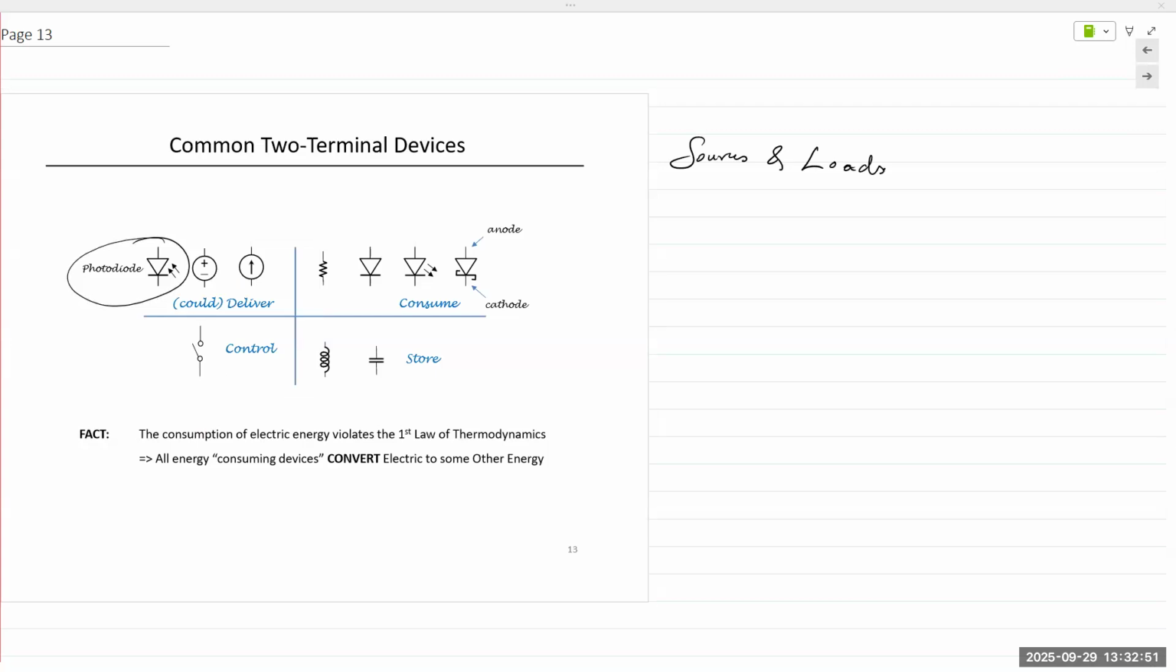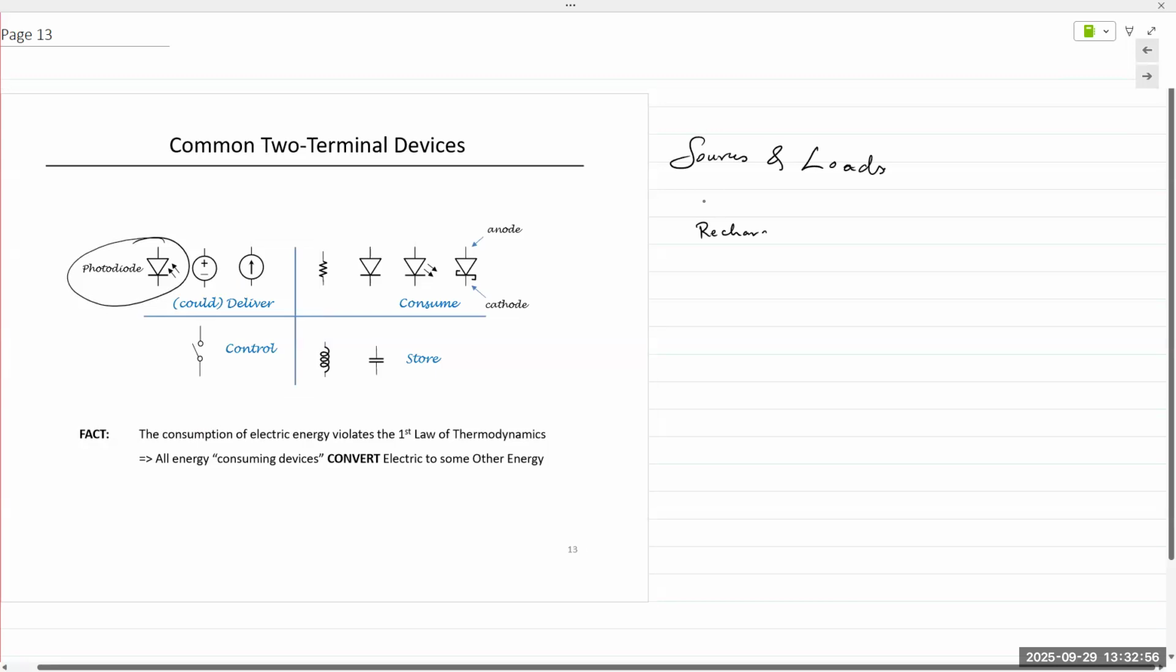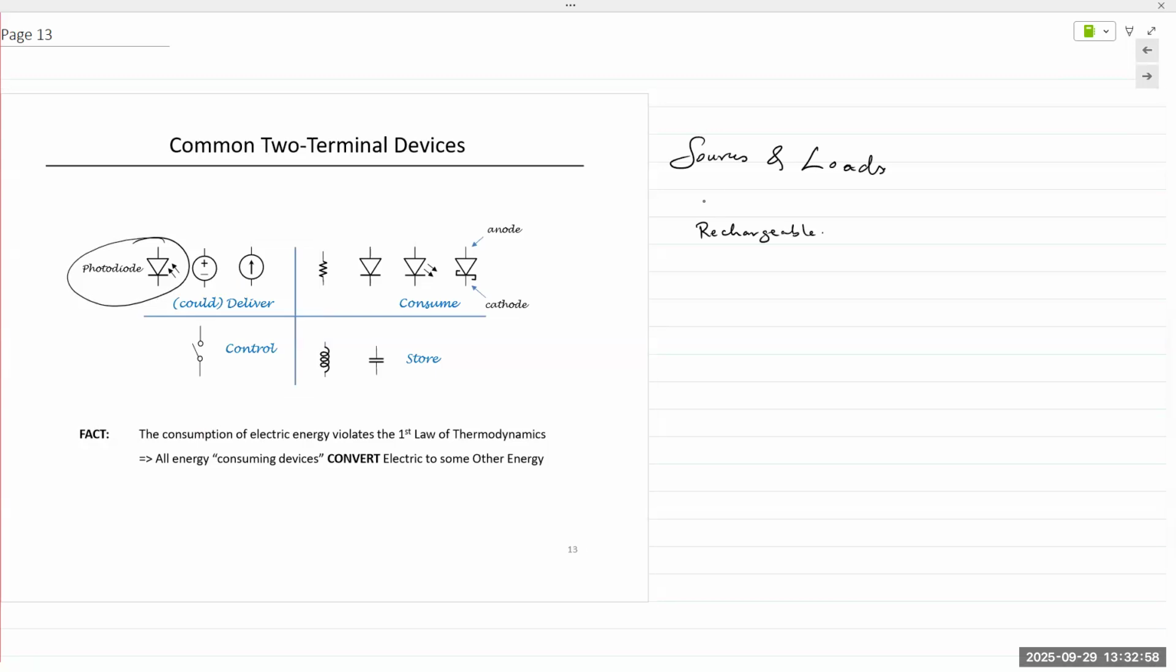There is one exception, which is a rechargeable battery. A rechargeable battery can act as a source as well as a load. So if you're charging a battery, then the battery is receiving energy, it's receiving power, so it's behaving as a load. But once you disconnect it, now the battery is supplying energy, and so now it's a source. So that's a broad classification of electrical components.